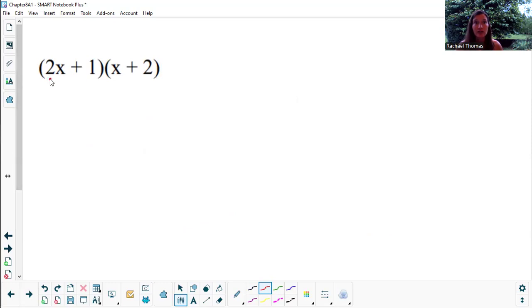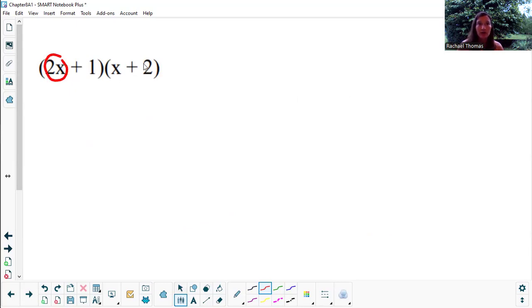Here I've got a 2 in front of this x. And again, not much really changes here. Choose the method that you like. If you like the window panes, usually visual learners tend to like that window panes method. Algebraic or linear thinkers tend to like this FOIL method. Whatever works for you, you do it.